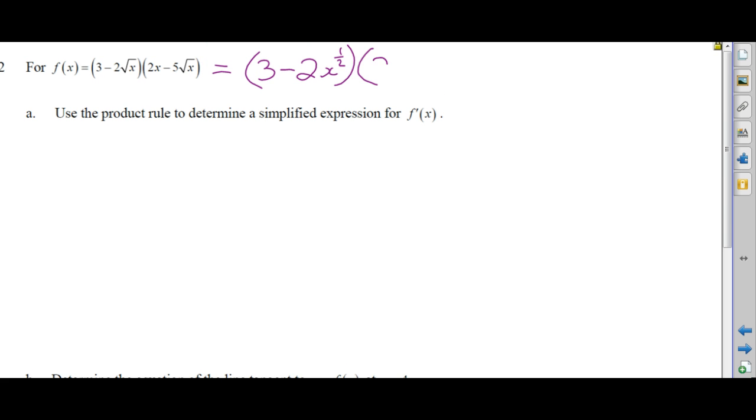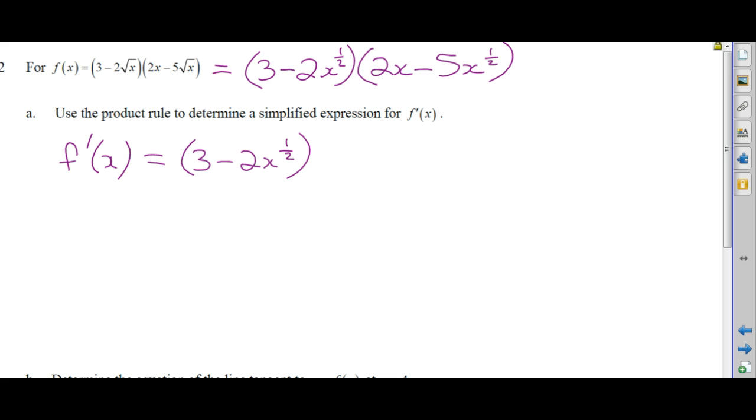Bracket. And 2x minus 5x to the 1/2. If we're finding derivatives, we have to have exponents, not radicals, right? Okay, use the product rule. So f prime of x is the first function, 3 minus 2x to the 1/2, times the derivative of the second function. All right, so what is the derivative of the second function?